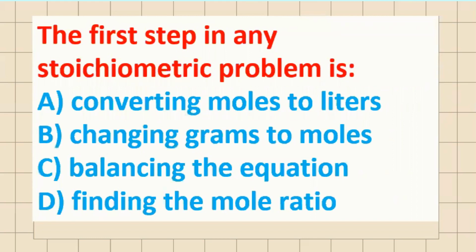Question number 2: the first step in any stoichiometric problem is A. Converting moles to liters, B. Changing grams to moles, C. Balancing the equation, D. Finding the mole ratio. Okay.